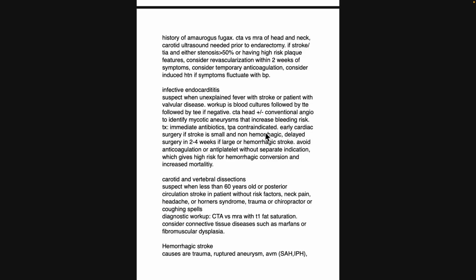TPA is actually contraindicated in this patient. You do early cardiac surgery if the stroke is small and non-hemorrhagic. Delayed surgery in 2 to 4 weeks if large or hemorrhagic stroke. You avoid anticoagulation or antiplatelet without a separate indication, which gives the patient high risk for hemorrhagic conversion and increased mortality.